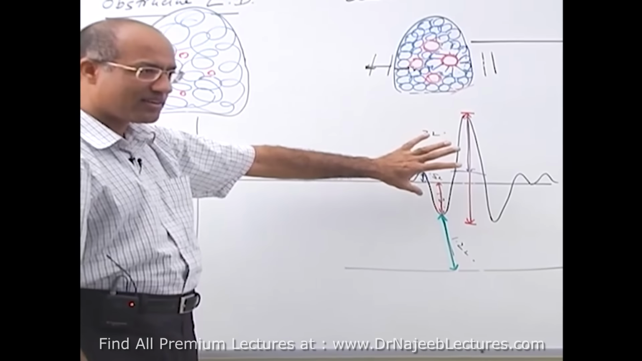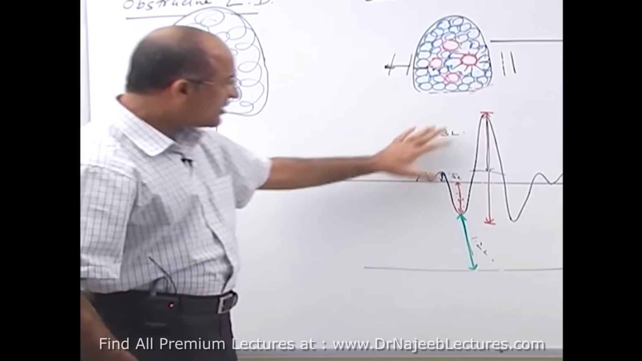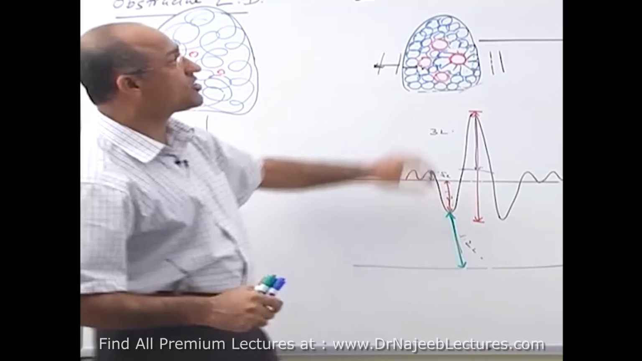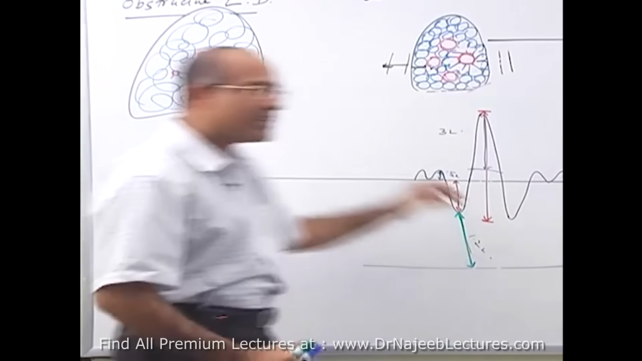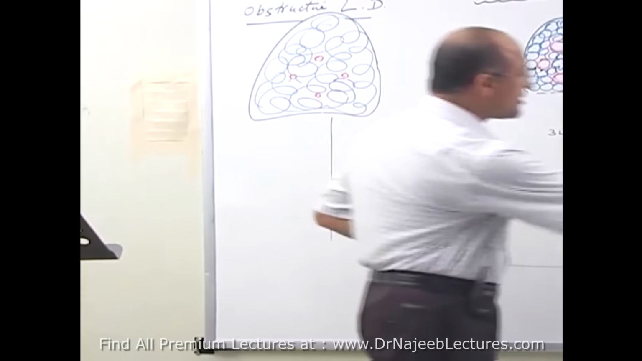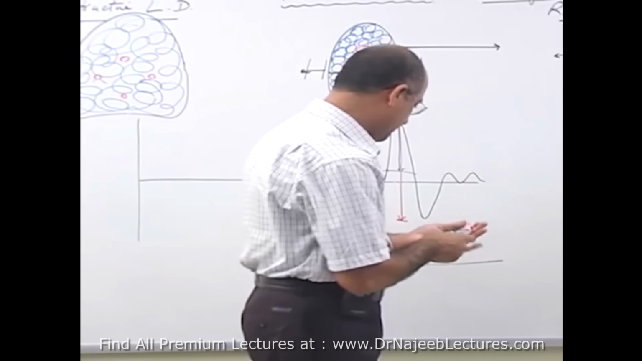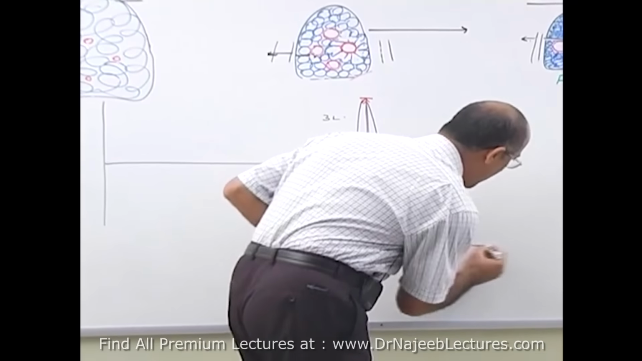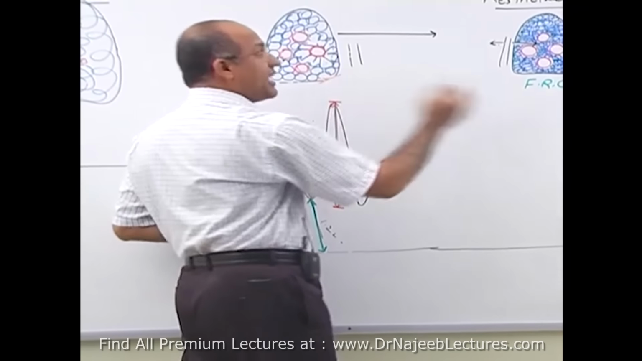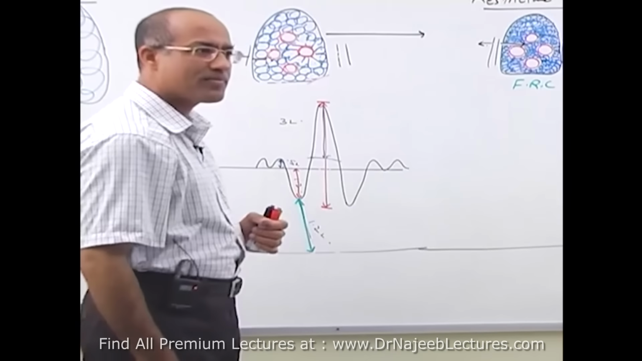All of you know that. Now we have to see how these volumes and capacities change in restrictive disease and how they change in obstructive disease, right? Let's draw the restrictive disease changes here. First of all, in restrictive disease, as compared to the normal lung, are lungs smaller or larger? Smaller.